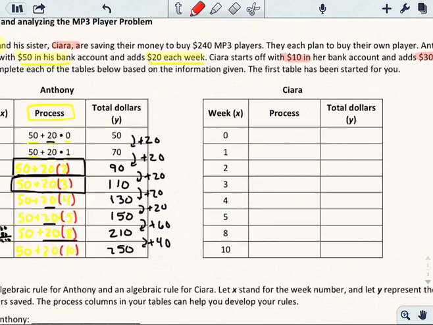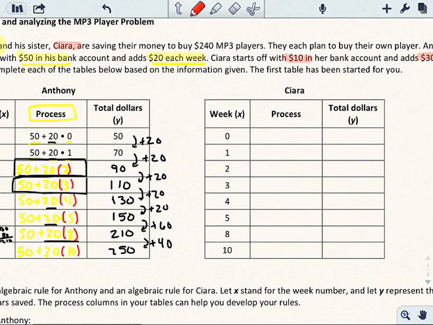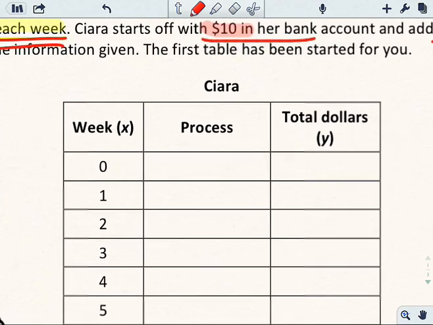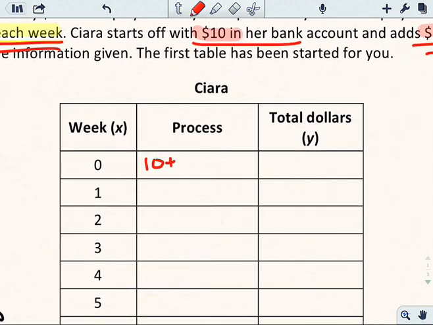Now Ciara, we don't even have a process to start out, but we do have some information. We have 10 in our bank account, 30 each week, which sounds awfully close to 50 in our bank account, 20 each week. So that kind of lays out what our process is going to look like. So we start out with 10 in our bank account, and we're going to add $30 for every week that we're actually saving. In this case, we save for no weeks, which means we're starting at 10.